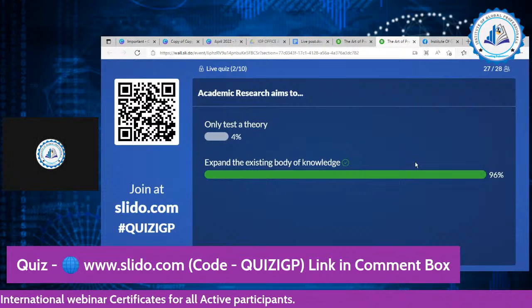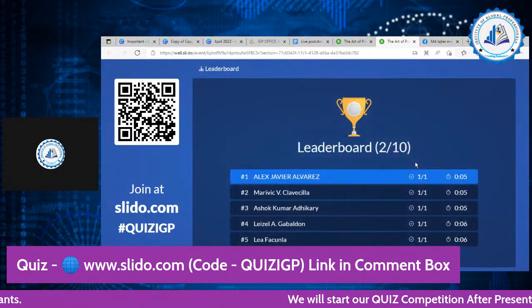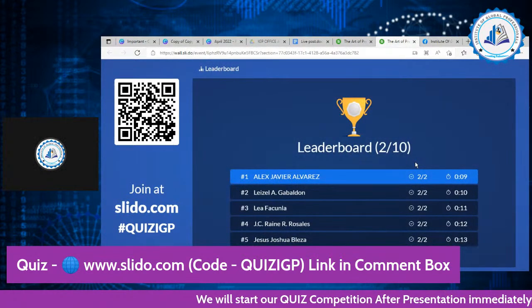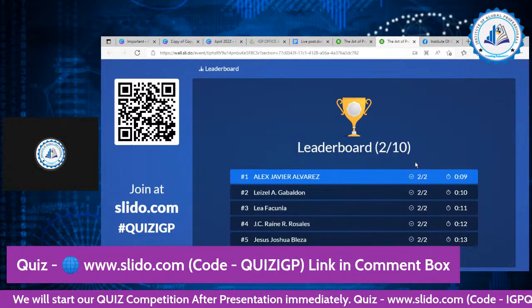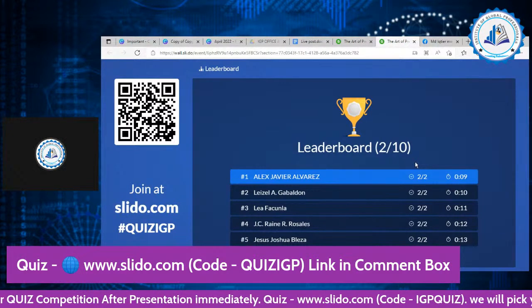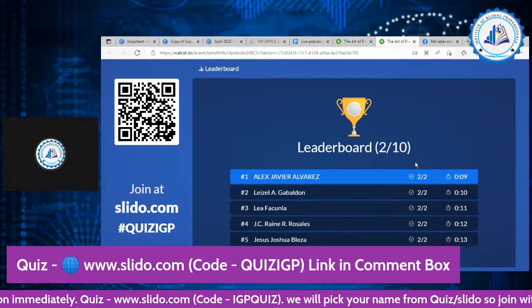96% of our participants give the right answer, and the answer is expand the existing body of knowledge. For question number two, the top one is Alex Javier Alvarez, and the following Lizel Gabaldon and Lee Pakunla.